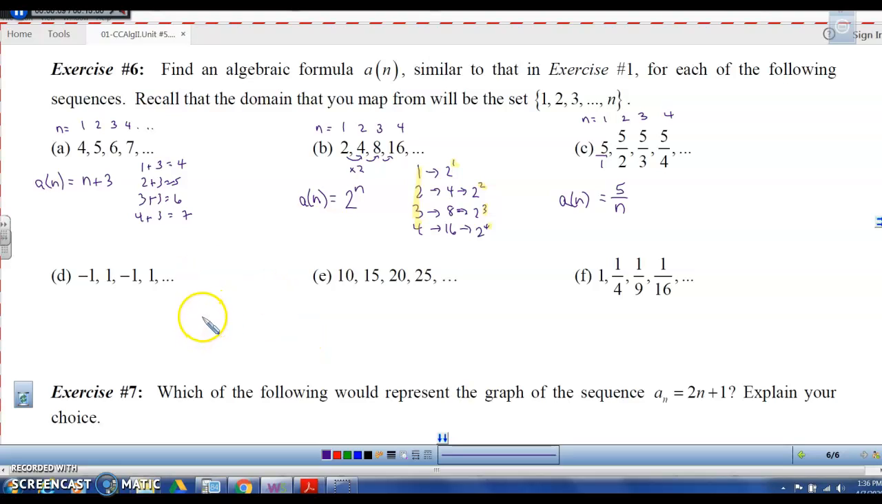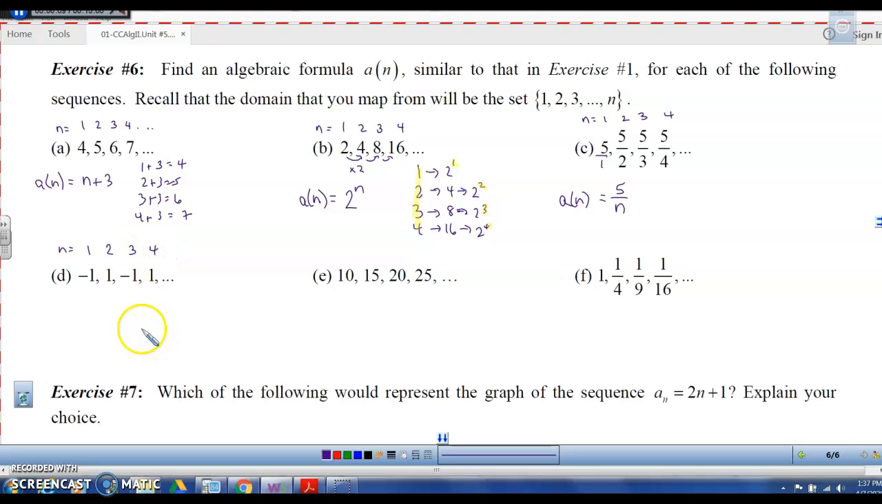Okay, so that's some examples that we have. Let's try the next one. All right, this time, my first term, n equals 1, gives me negative 1. When I plug in 2, I get 1. I plug in 3, I get negative 1. And I plug in 4, I get 1.